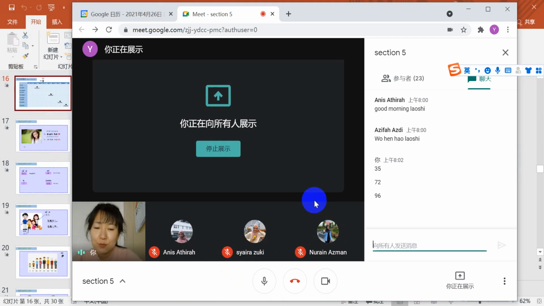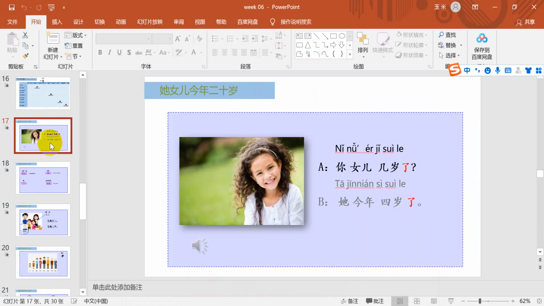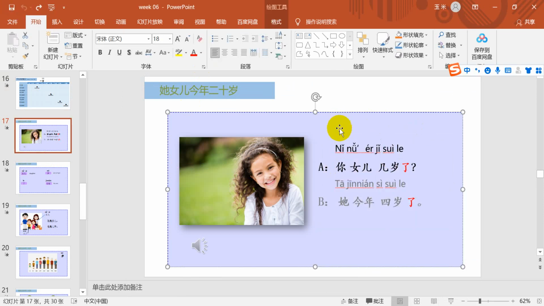Do you remember, if we want to ask people who are 5 years old, what sentence we use to ask the age? If we want to ask people who are younger than 10 years old, we use 你几岁了. Yes, 你几岁了, how old are you? These words are used to ask people who are younger than 10 years old.